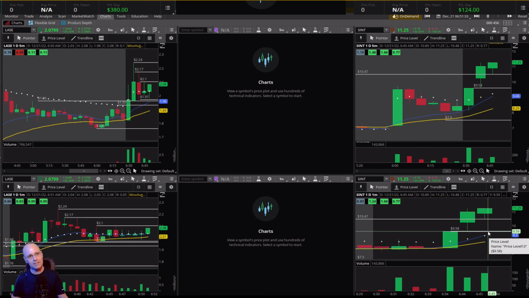We could watch SINT, but I don't really want to stick around for that. And how much you want to bet this one's going to take off? Because on this 1 minute, it just feels like one of those that's going to break out and fail. Break out and fail. I mean, we've already had that here. See? 4 times. 1, 2, 3, 4.